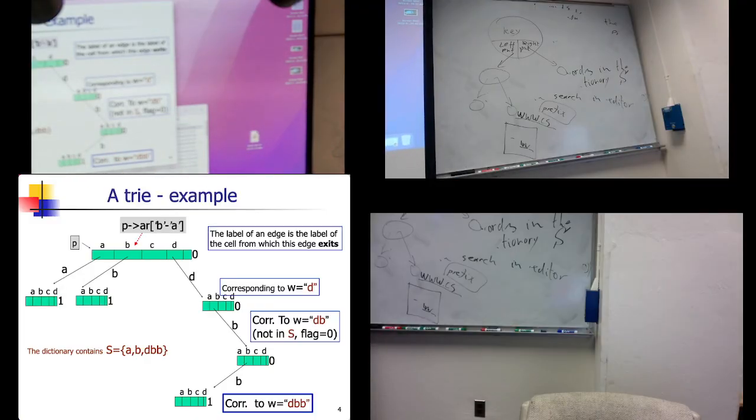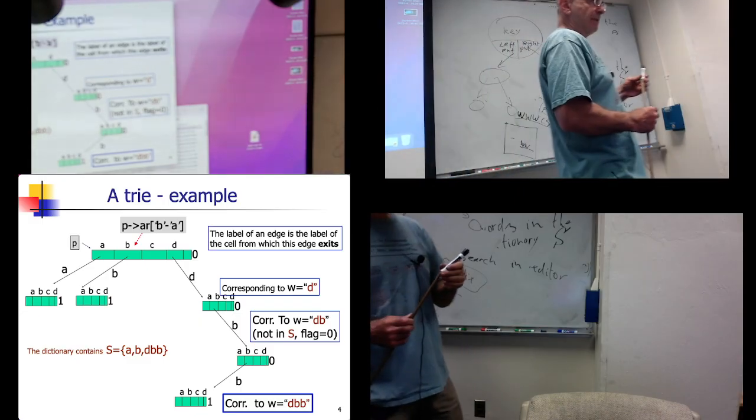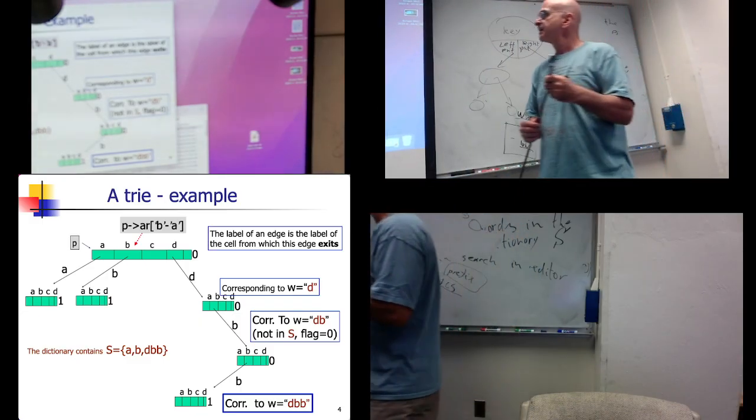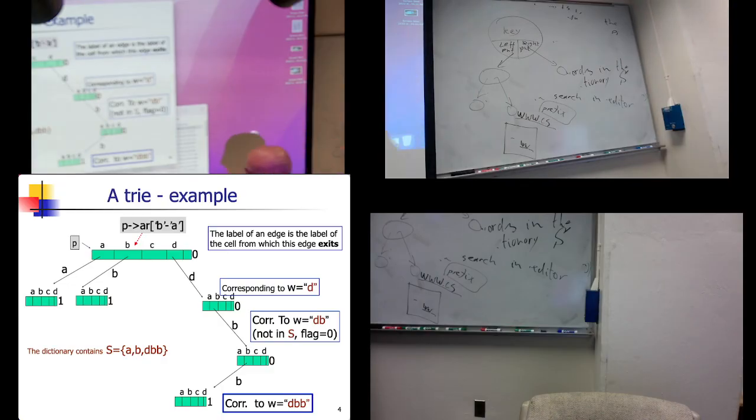So I want to build a trie for the set of words S. One word contains only one letter, A. Another word is the letter B, and another word is the string DBB. So 3 words in S at the moment. Okay, that's the trie that I'm trying to build at the moment. It will contain these 3 words.